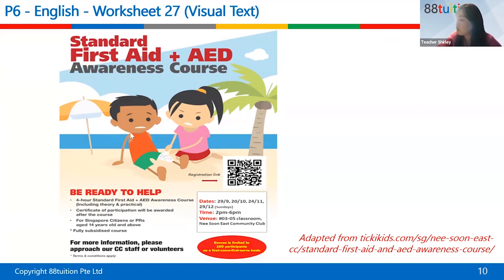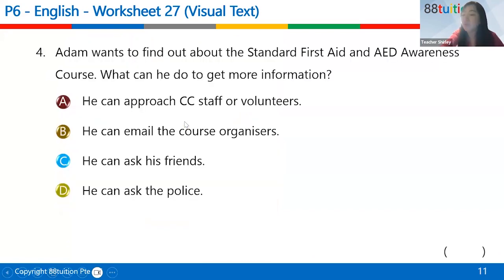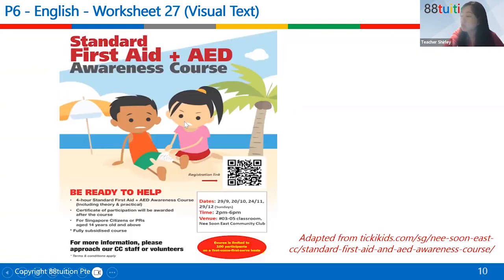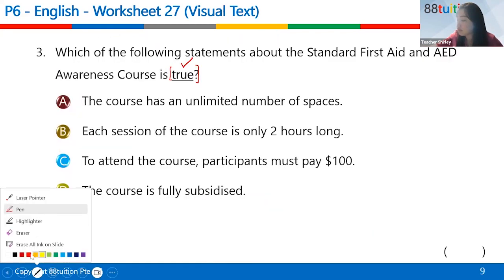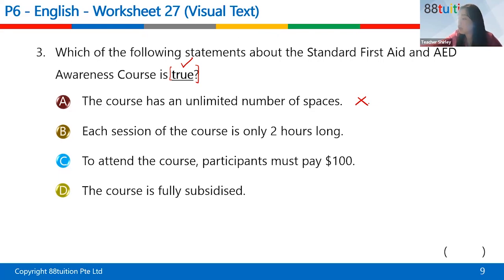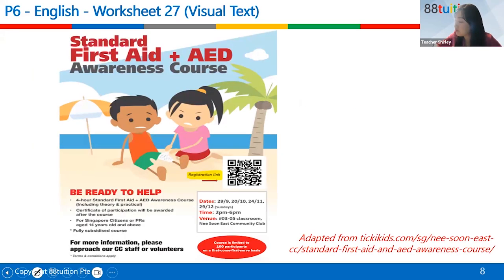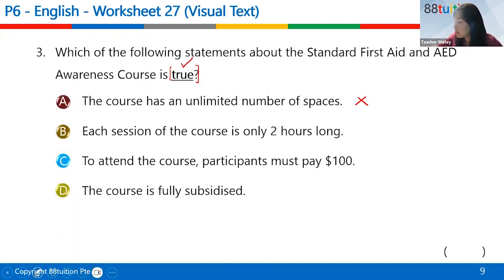Okay, anyway, let's move on to the next question. Oh wait, we have not finished number 3. So this one is wrong because it does not have unlimited space, right? Next, each session of the course is only 2 hours long. Is it 2 hours long? Let's have a look. No, you see over here, it says it's 4 hours, right? So this statement is also incorrect.